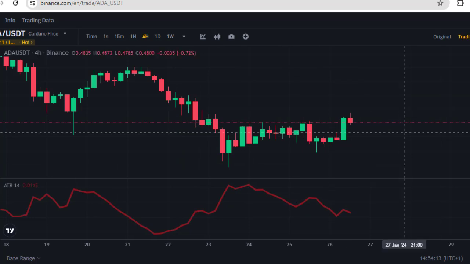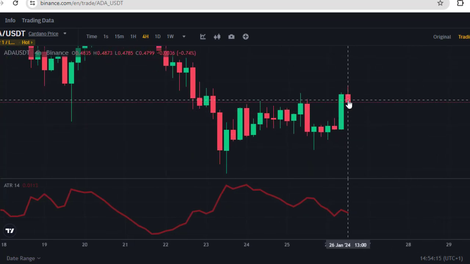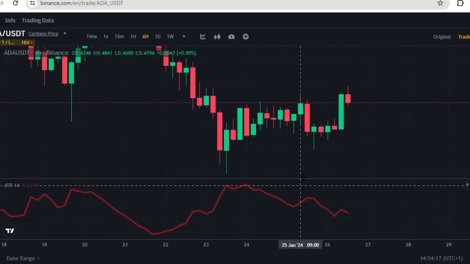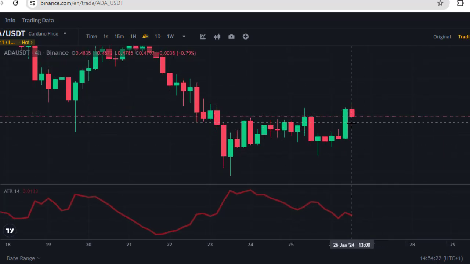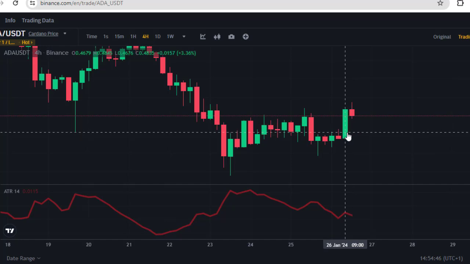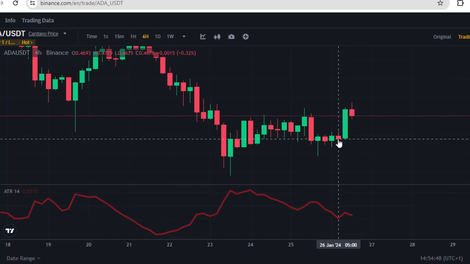So on ADA USDT right here, if you look at this chart, we have these candles printed on the chart, and if I place this cursor on this candle that is forming right now, you will see the ATR value written at this point. And when I move my cursor, you will see the ATR value change as well. For this candle, the ATR value right now is 0.0113. This candle has an ATR value of 0.0115. This candle has an ATR value of 0.0111.